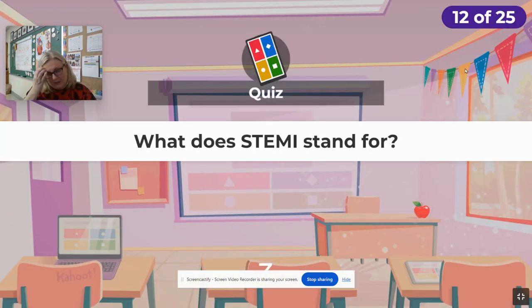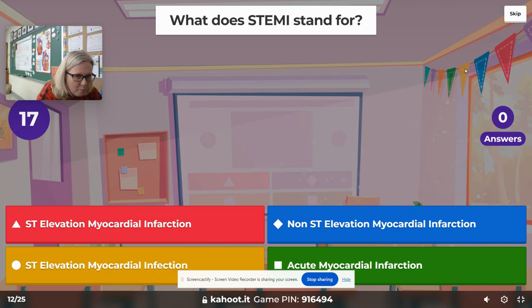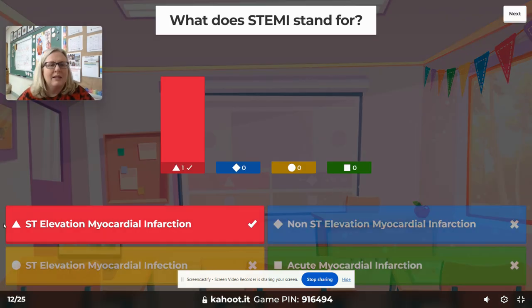What does STEMI stand for? What does that acronym stand for? Each of the letters stands for something. That is ST elevation myocardial infarction. That's what STEMI stands for. It's telling you the ST segment is elevated above the isoelectric line. And that stands for heart attack.